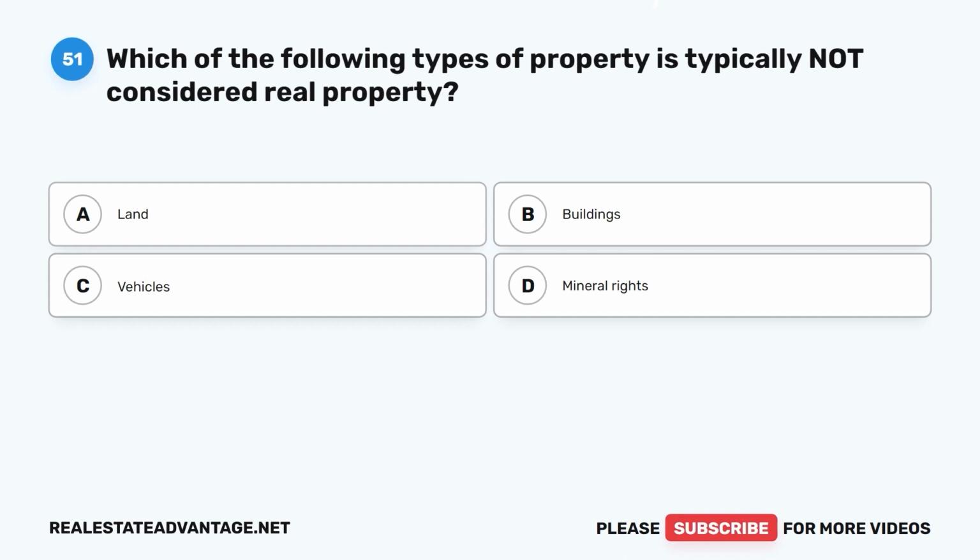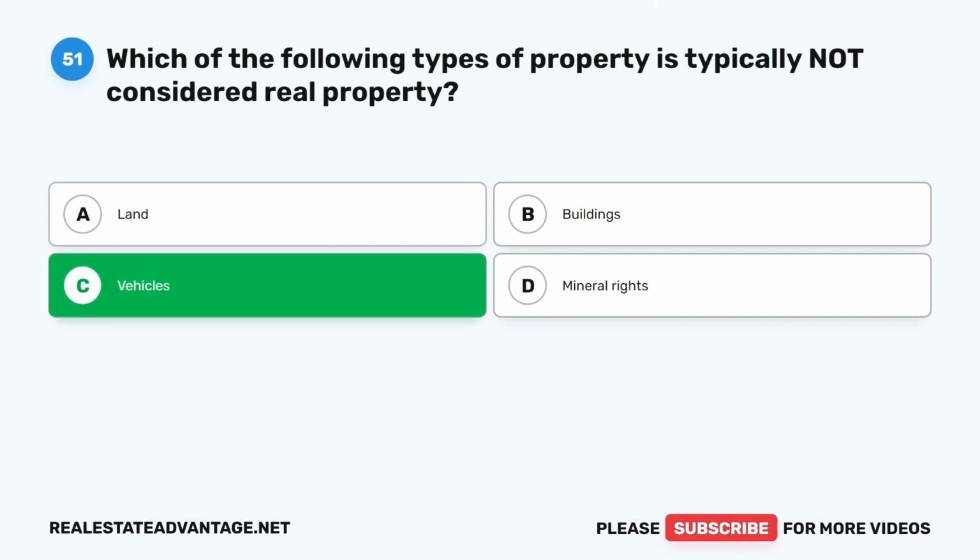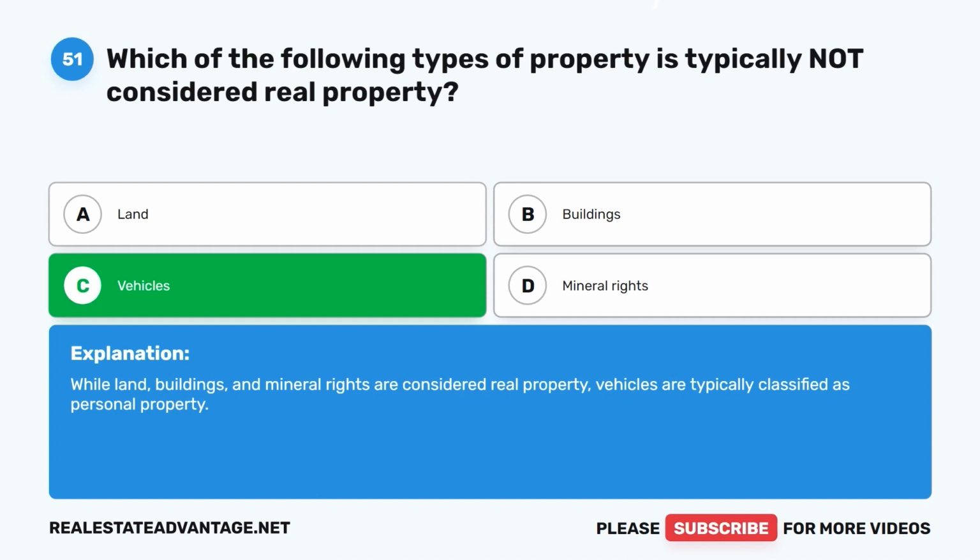Question 51. Which of the following types of property is typically not considered real property? A. Land. B. Buildings. C. Vehicles. D. Mineral rights. The correct answer is C. Vehicles. While land, buildings, and mineral rights are considered real property, vehicles are typically classified as personal property.